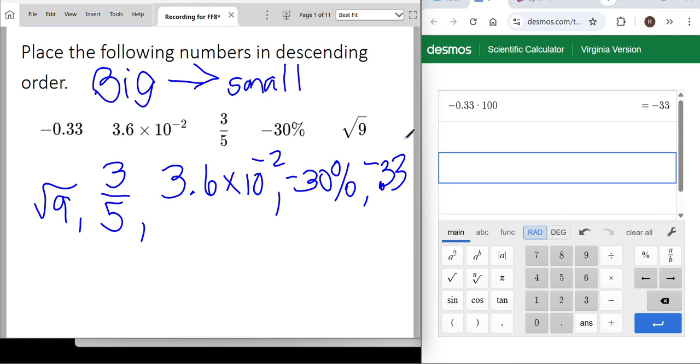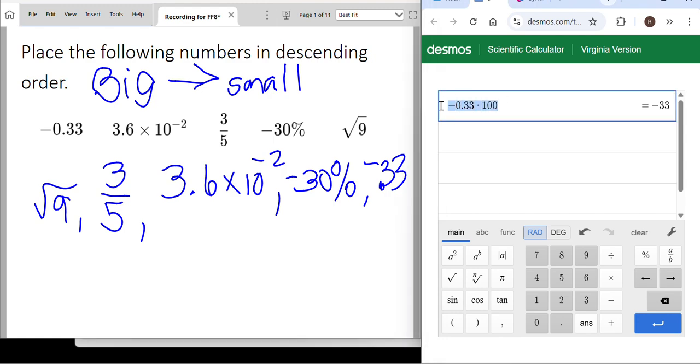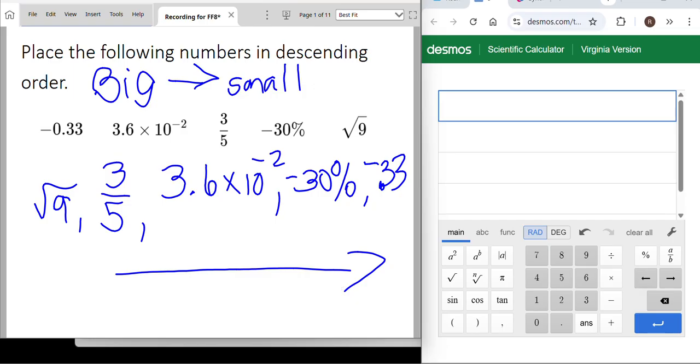0.33. So when you're doing this, just take your time. And if you have to, draw a number line, and look at the numbers and see where it is that they'd go. Okay, because if this is 0, you know that negative 30 could be here, right? Negative 30%. But then negative 33% would be out here a little bit. So you know that this one is definitely the smallest. Okay? All right, let's go ahead and try the next one and see how we do.